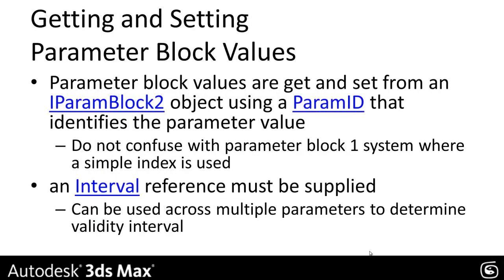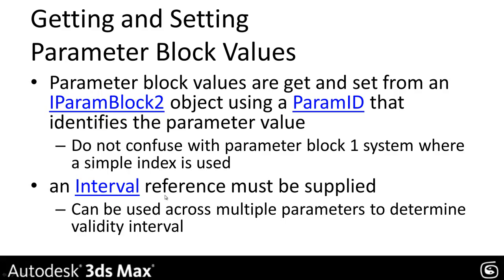So, working with the parameter blocks to get and set values. Parameter block values are set from the iParamBlock2 object using the param ID. It's basically the index into the parameter block, but don't confuse it with the old system where it's just a simple index. In this case it is a unique param ID for that parameter block. It's used in an enumeration to positively identify that parameter value.